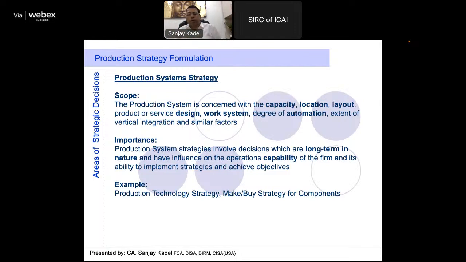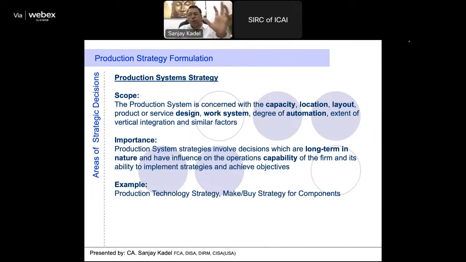Now, what is the meaning of production systems strategy? This area is concerned with the capacity of the production of your company, location of your factory, layout, what kind of work system you are going to implement, what level of automation you want to implement in your factory. These kinds of decisions are all production systems strategy decisions. These kinds of decisions are not taken every day. These all have long term impact.